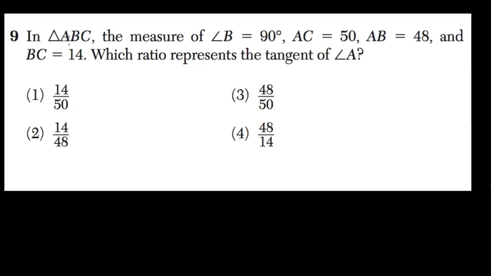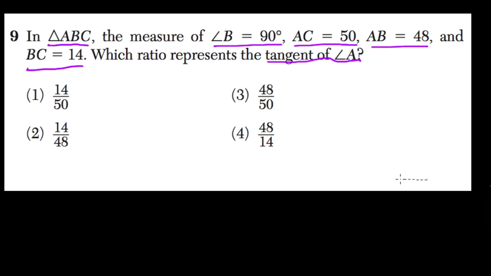In this problem, they tell us that triangle ABC has a measure of angle B of 90 degrees, where AC equals 50 and AB equals 48. Also, BC is 14. Which ratio represents the tangent of angle A? So I would suggest drawing this triangle out to get a sense of it.